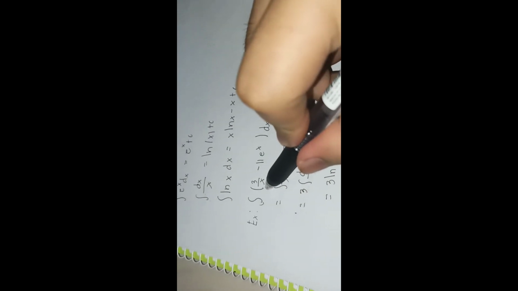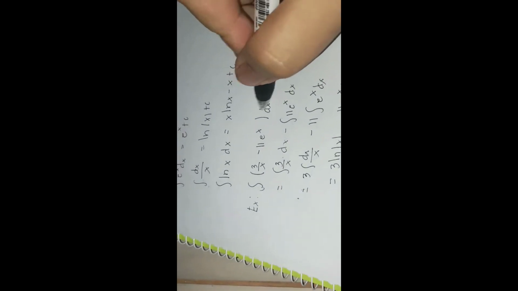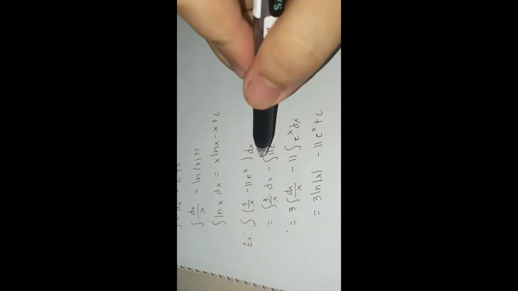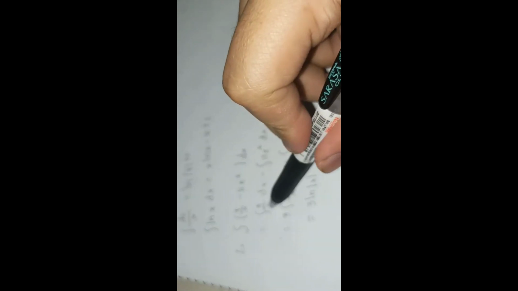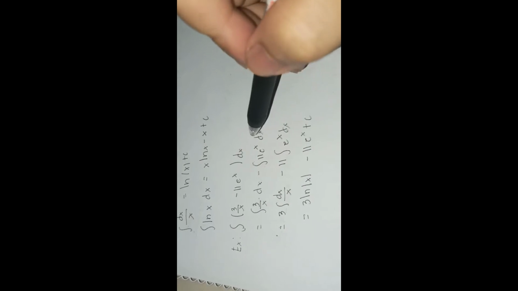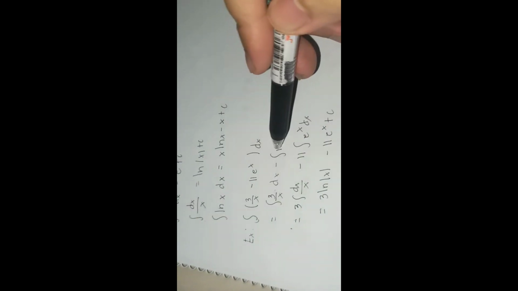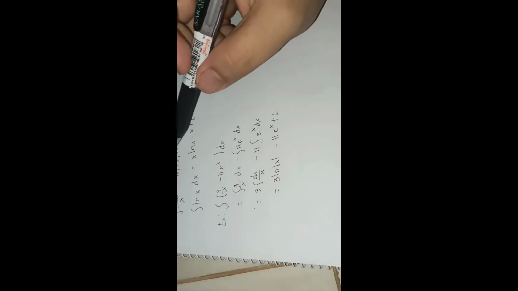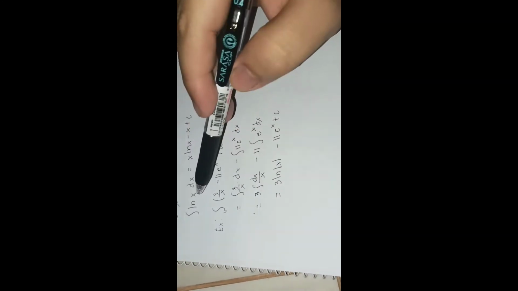So this is integral of 3 over x minus 11 e^x dx. So we're gonna solve it in two terms. I just have to split them up. Integral of 3 over x dx minus integral of 11 e^x dx. So they don't have a formula. What I did here is, this is the closest thing.